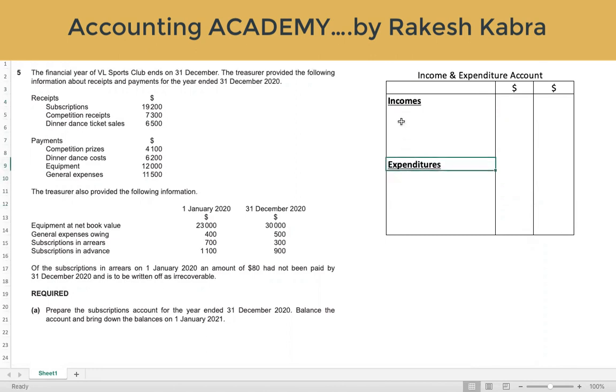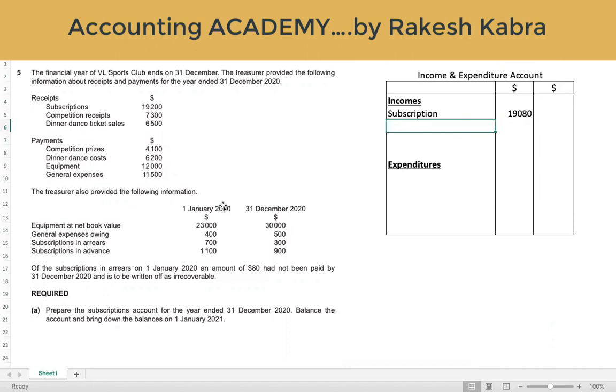So first income, I will take subscription. To see all the incomes, I need to see the receipts. The subscription account we prepared, and the amount I transferred to the income and expenditure account is $19,080. So that amount I have to show here.